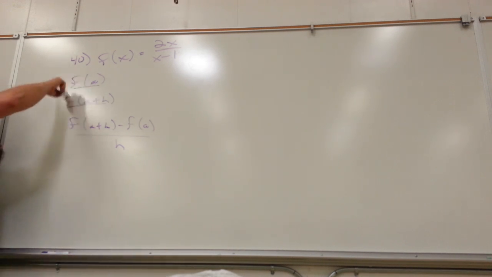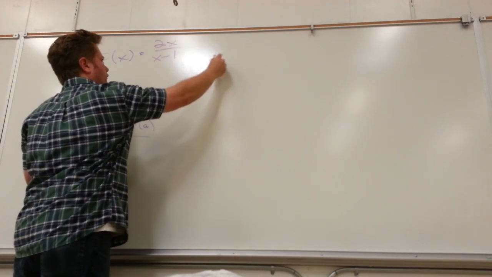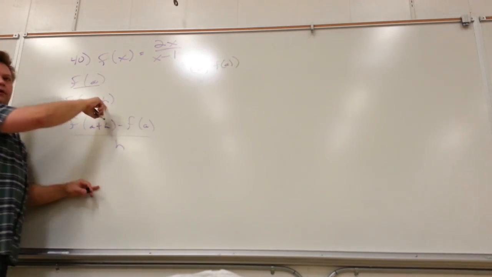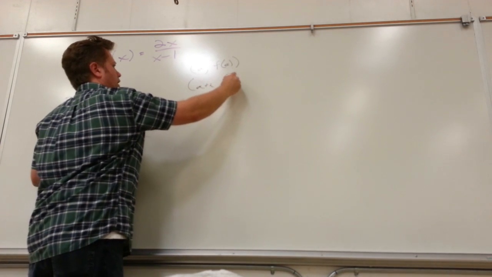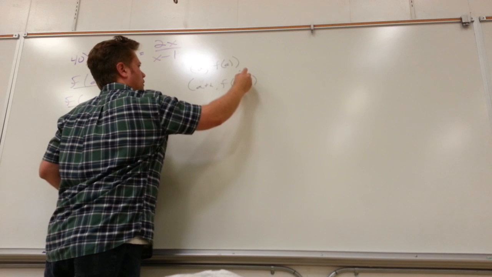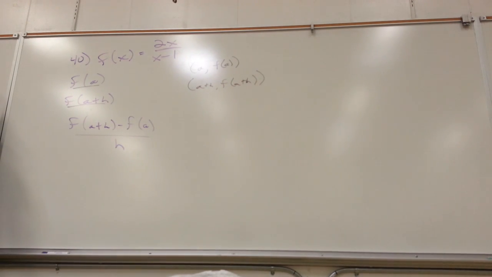So what's the input for this guy? a. So that's the point a, f of a. That's the point a plus h, f of a plus h. Second? How are we going to figure out the h? Don't worry, you don't have to. h is just h.